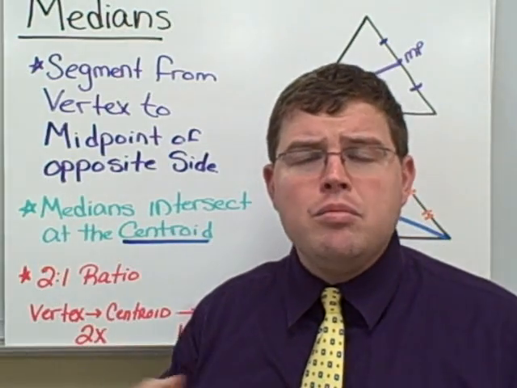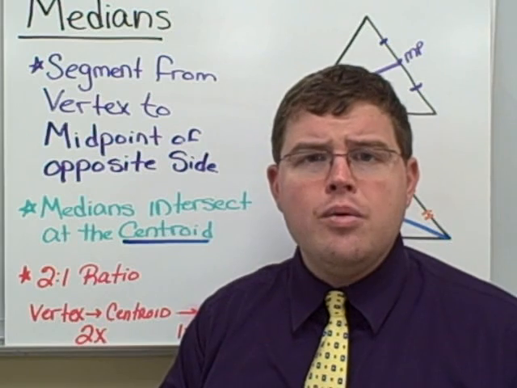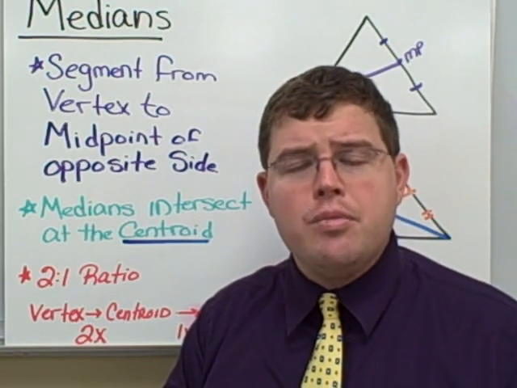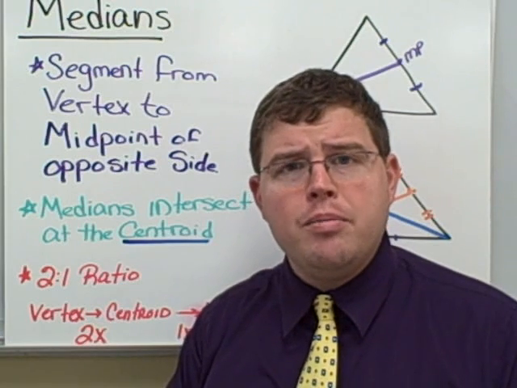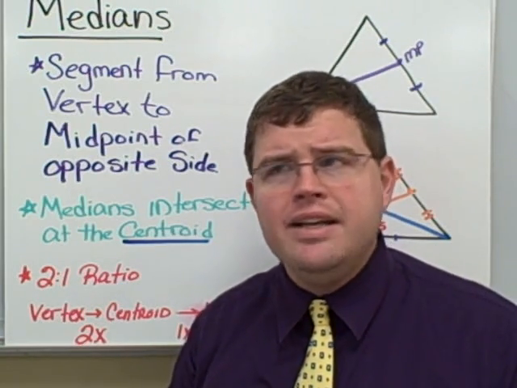Let's take a look at some more complex ideas here. First of all, it's important to know what concurrent lines are. Concurrent lines are basically 3 or more lines that intersect in one point. And that point where they intersect is called the point of concurrency.